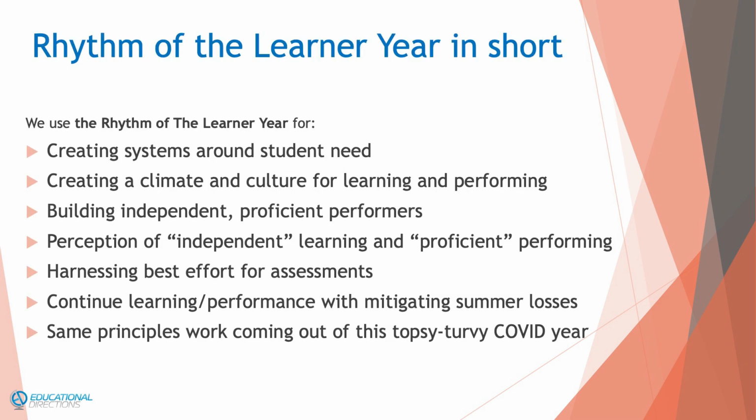So in terms of the rhythm of the learning year, we build the year around student need. We build our reading times around what's best for students, not what's best for adults. We don't bifurcate a reading time because it works better for adults putting a lunch period in a certain place. Everything we build operationally takes student need as the highest priority. We create a culture and climate for learning. We build independent, proficient performers.